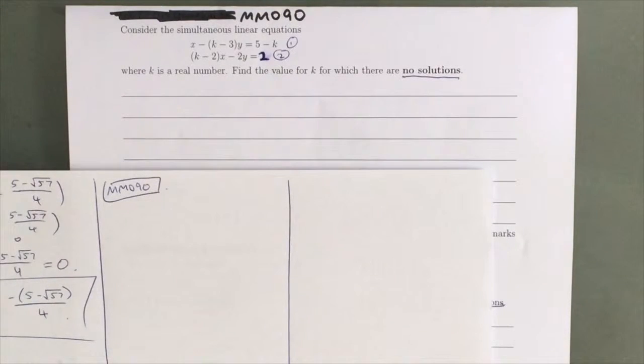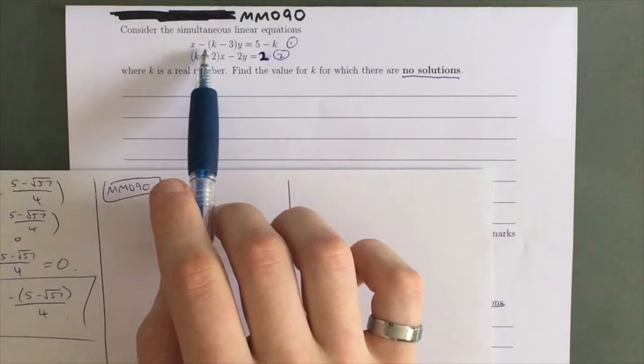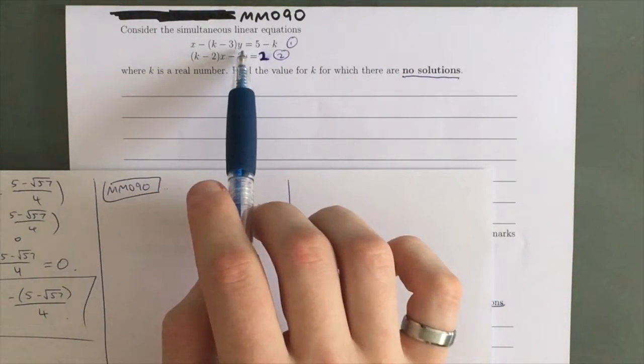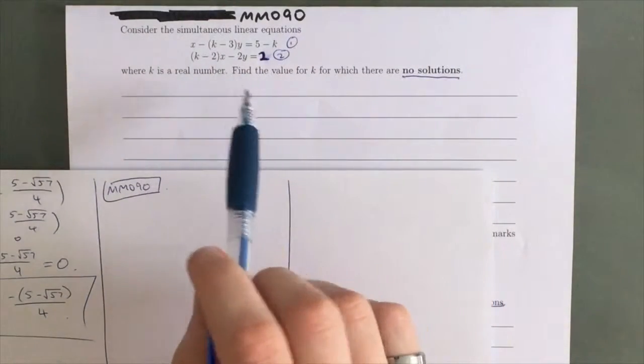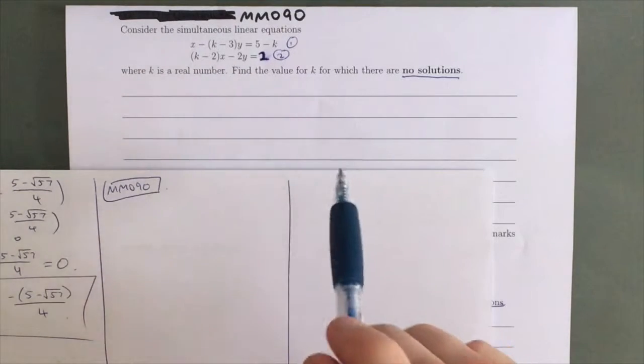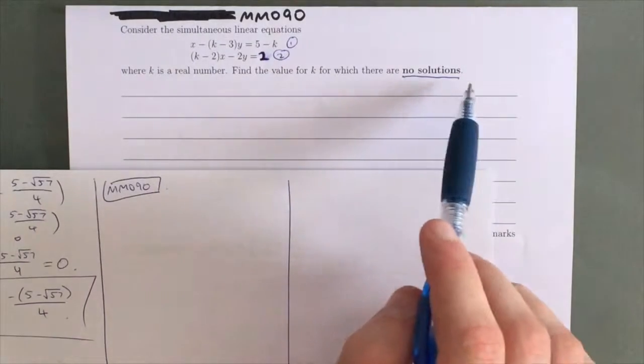Hey guys, this is question MM090 of the Maths Methods Sharpened Study Guide. Consider the simultaneous linear equations x minus (k minus 3)y equals 5 minus k, that's our first equation, and our second equation is (k minus 2)x minus 2y equals 2, where k is a real number. Find the value for k for which there are no solutions.